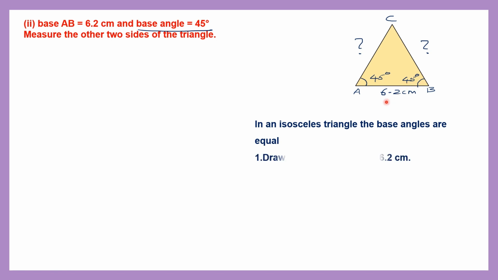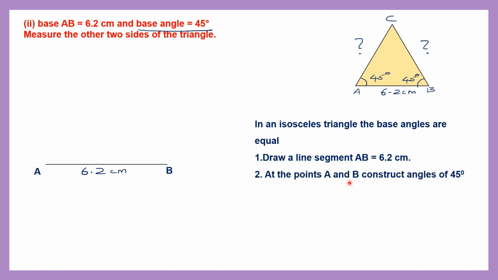So let's begin. Draw a line segment AB equals 6.2 centimeters. So we've drawn a line segment, named it A and B, and this is 6.2 centimeters. What is the next step? At the points A and B, construct angles of 45 degrees. That means at point A and at point B, we have to get 45 degrees. That means first get 90 degrees and then bisect it, follow all the steps.